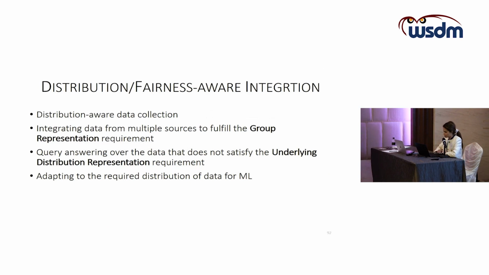So in the third part, we're zooming into the research design for data collection and distribution-aware and fairness-aware measures. We're going to focus on data collection techniques that have distribution-aware and fairness-aware measures in mind. We're going to mostly focus on those groups of work that focus on the group representation requirement. And we will also talk about fair query answering for the kind of data that does not satisfy the underlying distribution requirement.